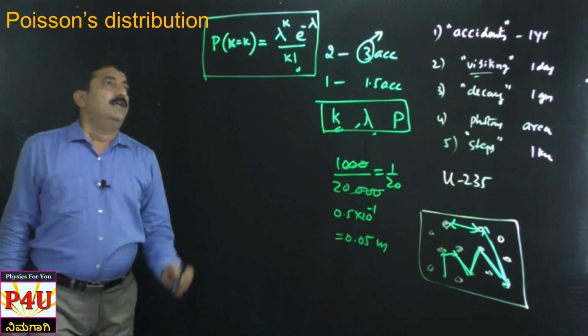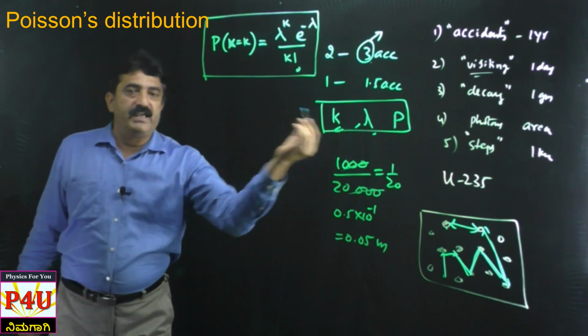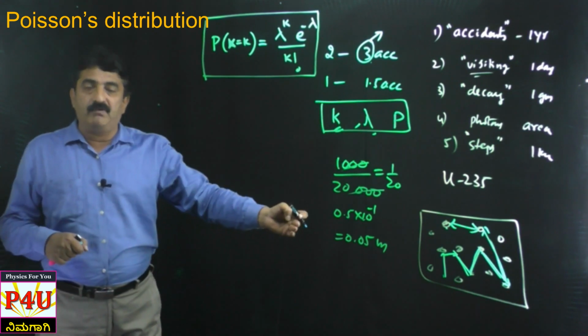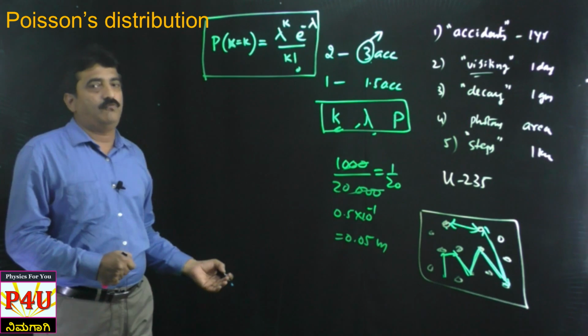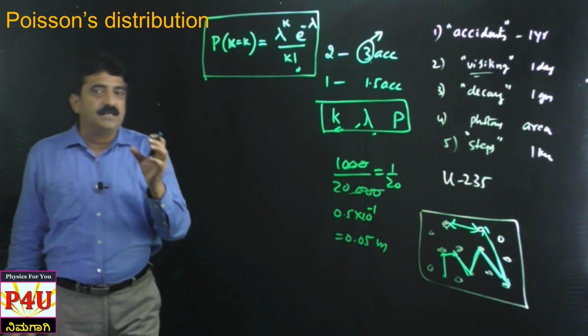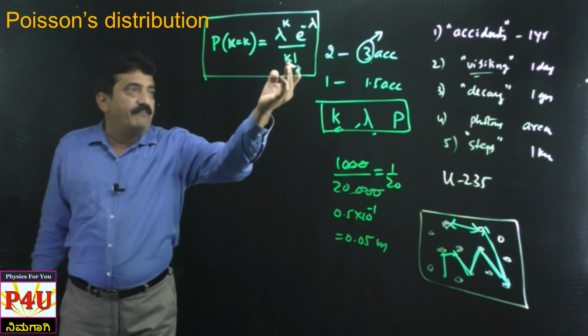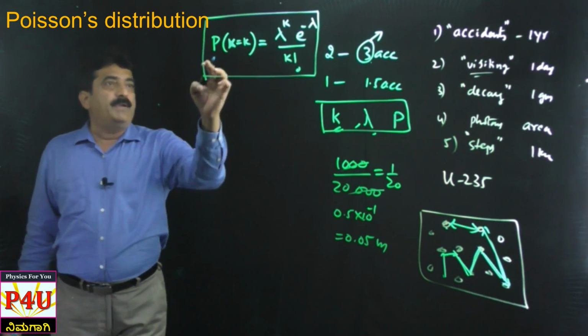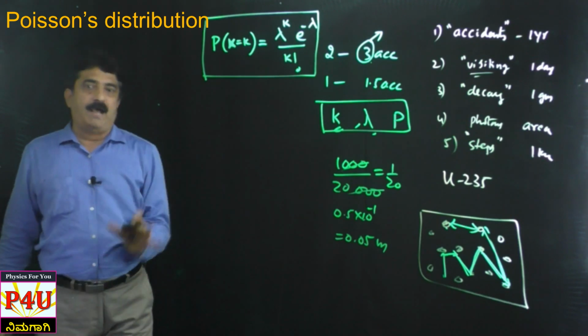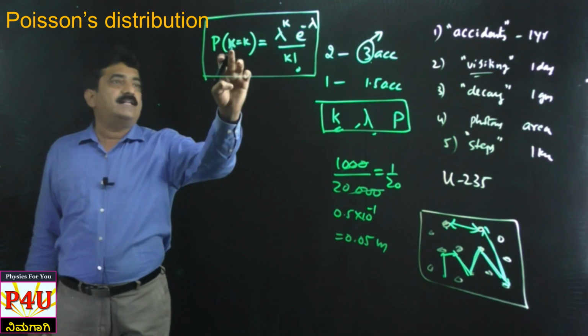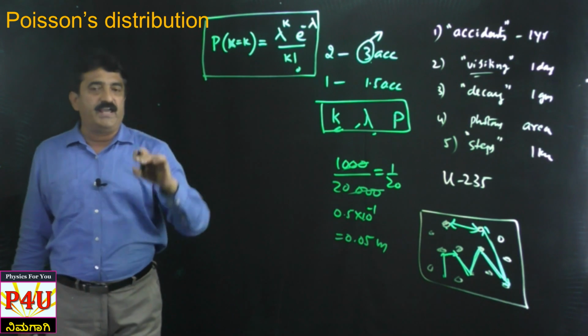I repeat, lambda is the average count over a given interval of time or space or volume. K is the count in a particular interval of time. K factorial you know, P is the probability of that K happening, right? And then X can be any value of K including 0.